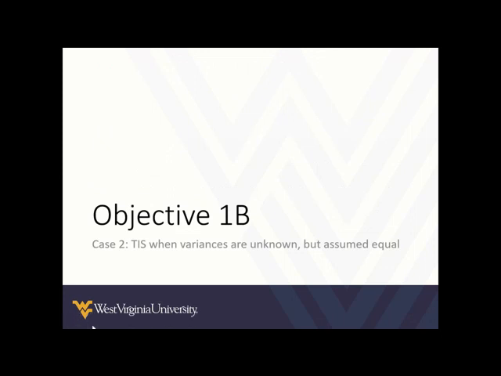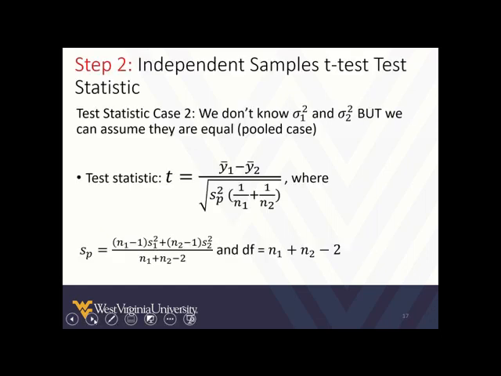So that's the end of our case 1. Now let's examine case 2, where our variances are unknown but assumed to be equal. Remember, in case 2 and 3, we'll be using the t-distribution. So our t-statistic will be t equal to y1 bar minus y2 bar, meaning our 2 sample means subtracted from each other, all divided by the square root of a pooled variance statistic that we do need to calculate, multiplied by the quantity of 1 over n1 plus 1 over n2.